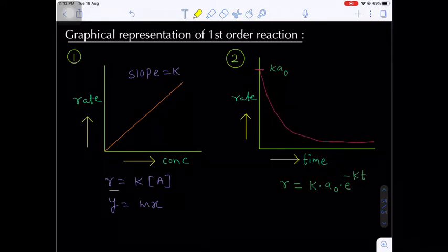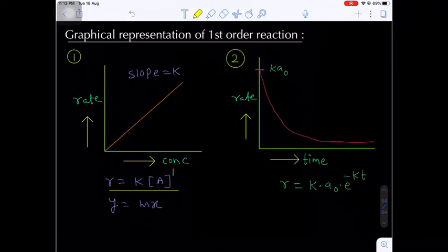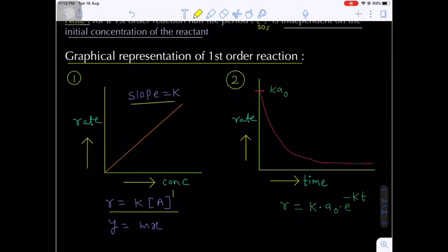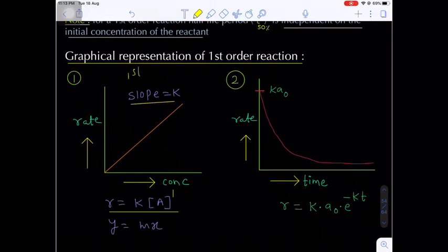Do you know the rate of a reaction R is equal to k into A to the power 1? Yes or no? If you draw a graph between rate versus concentration, you will get a straight line, which is of the form y is equal to mx. So it is a straight line passing through the origin. What is the slope of the straight line? That is k, the rate constant. This corresponds to which order reaction? First order reaction. Number 1.